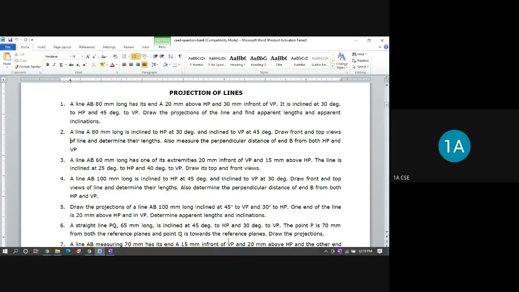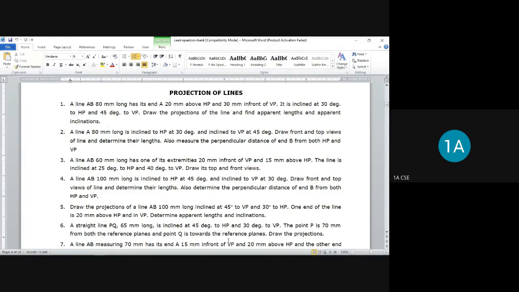Now the third problem: a line AB 60 mm long has one of its extremities, you can take either A or B, better you take A, 20 mm in front of VP and 15 mm above HP. The line is inclined to... it's a simple first problem. The similar way we solved that, we can solve this third problem. Coming to the fourth one: a line AB 100 mm long is inclined to HP at 45 degrees and inclined to VP at 30 degrees. Draw the front and top views of the line and determine its length. Also determine the perpendicular distance of B from both HP and VP. This is also the same kind as the second problem. You can do the same, and just the angles are reversed.